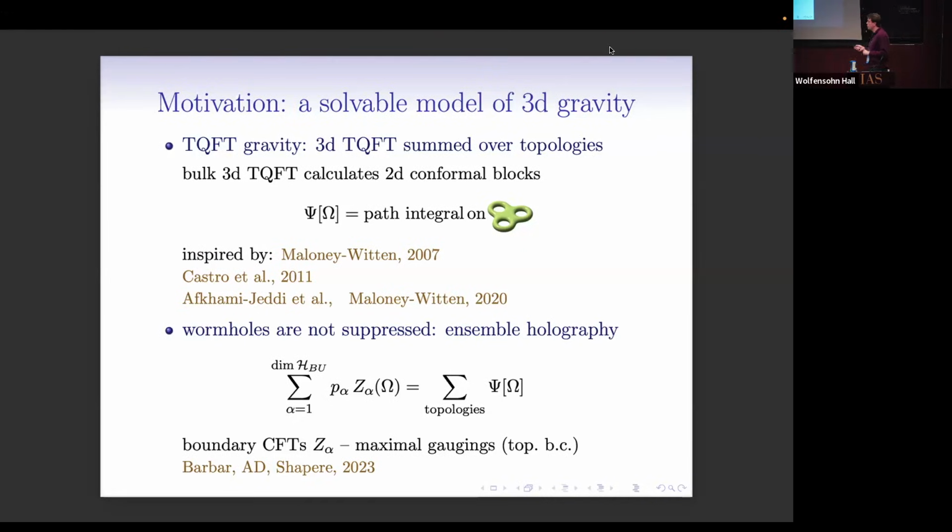So my model will be as follows. I will start with a 3-dimensional topological field theory. And I will try to sum that over all possible topologies. This model is similar enough to 3-dimensional quantum gravity because 3-dimensional gravity, at least at the classical level, is a topological theory. So starting with something topological sounds like a good start.